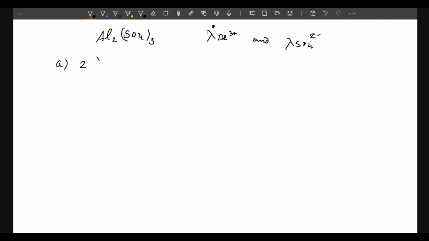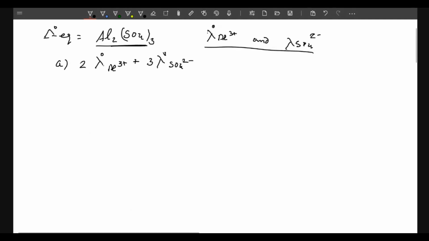Option A, 2 into lambda of aluminum 3 plus plus 3 into lambda naught of sulfate 2 minus. This is the equivalent conductance of aluminum sulfate that is asked; given these are all equivalent conductances. Option B, lambda of aluminum 3 plus plus lambda of sulfate 2 minus.